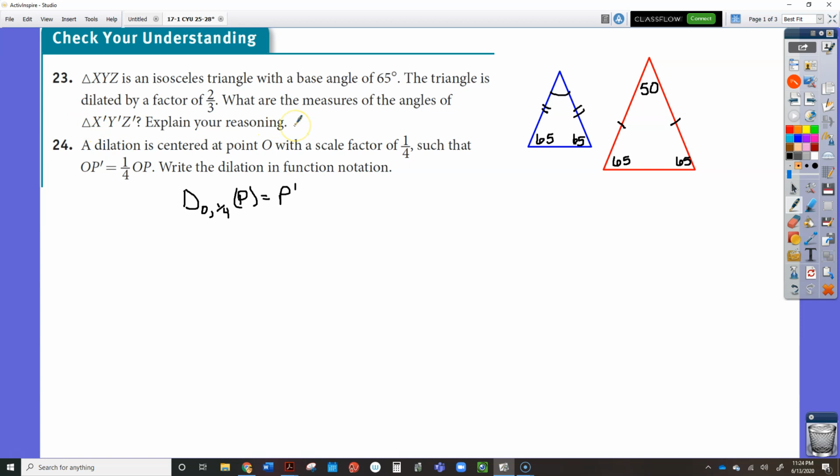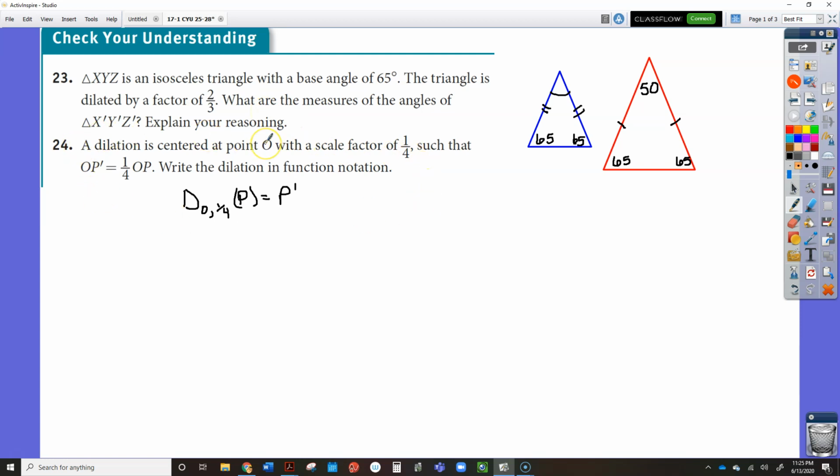And the reasoning is because the angle measures are not affected by changing the side lengths. So side lengths are what changes, angle measures do not, and you will learn that for a solid fact, not just an observation, in an upcoming lesson.